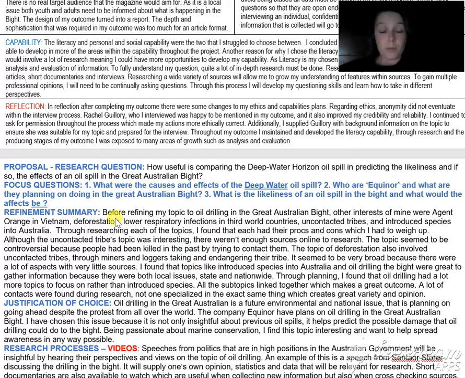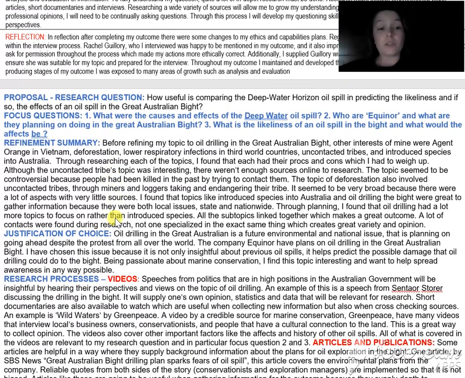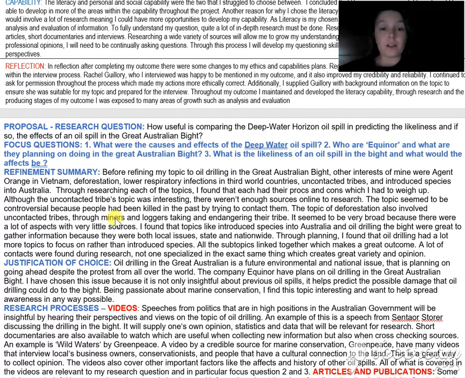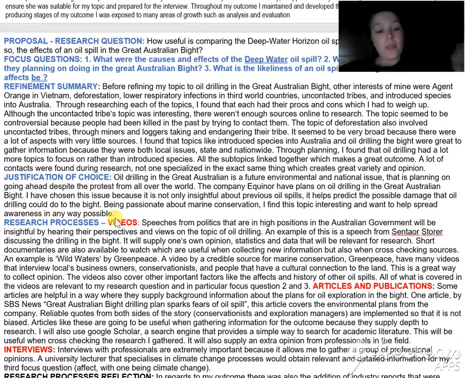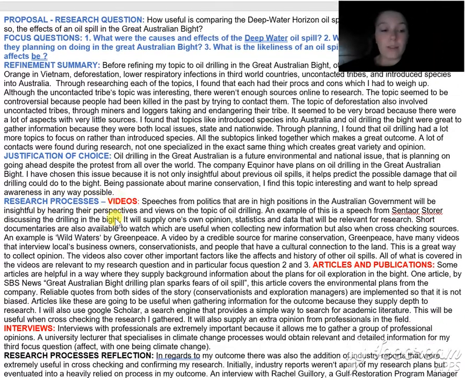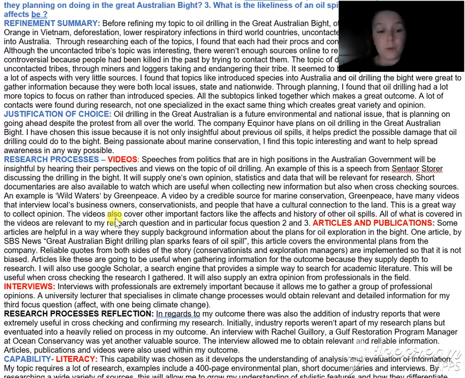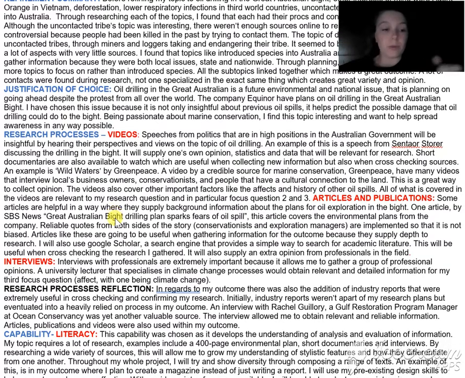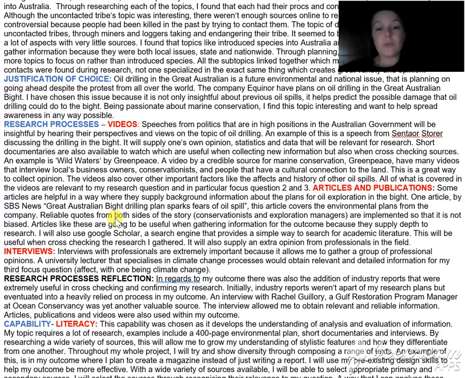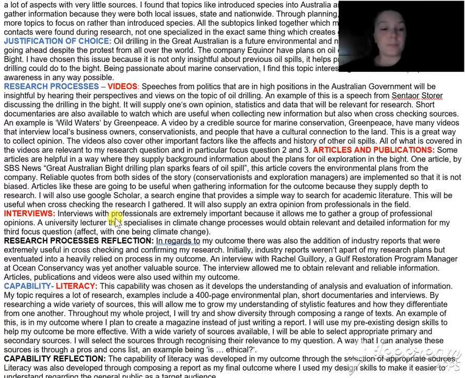So that's up to one page as well. Question, focus questions. They've got the refinement, so how they got there. So they're explaining the past 2 pages to us at this point. Then why? Why did they do this topic? And then their processes. So what videos were they going to use? What articles and publications? What interviews? So they're explaining why they wanted to use these things.